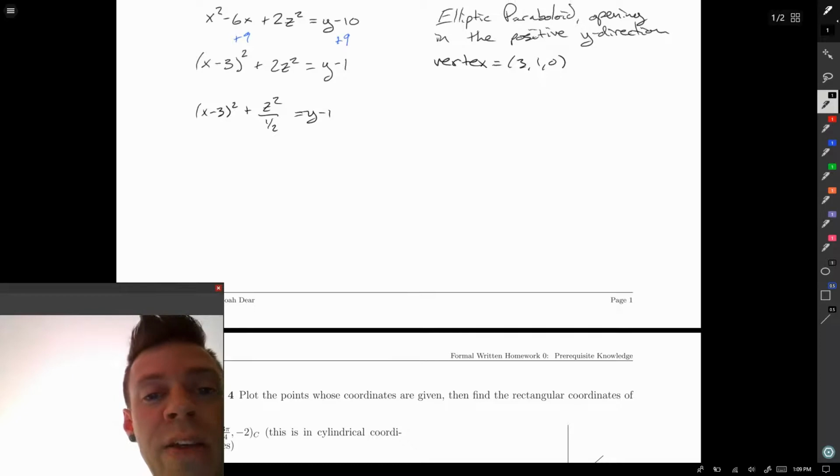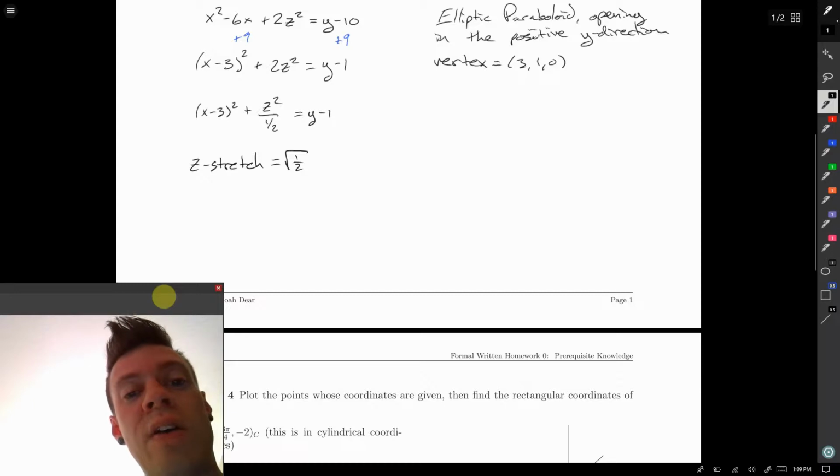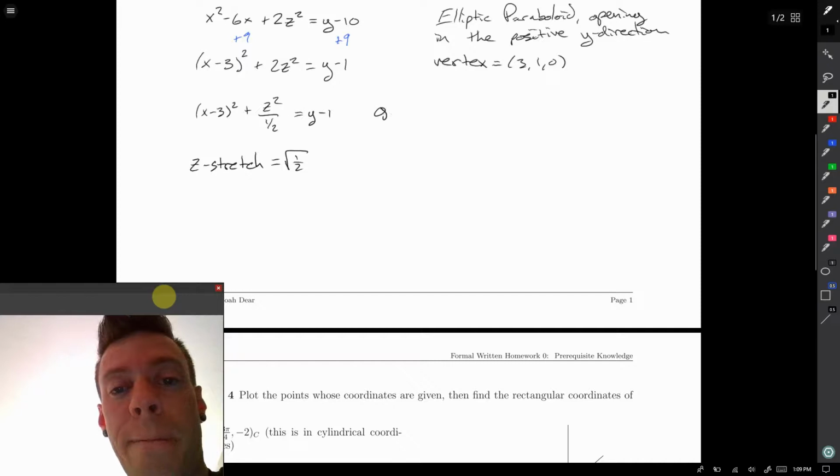And when I look at it in this manner, we see that the z stretch is the square root of 1/2, because this is really a squared term, so this is the square of the z stretch. So that's one way of looking at this.